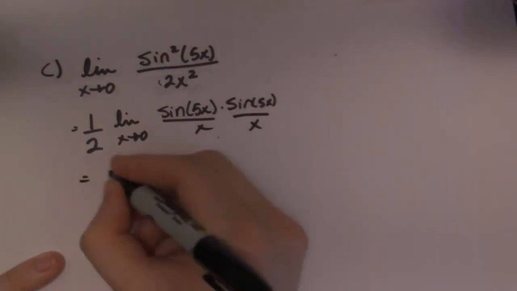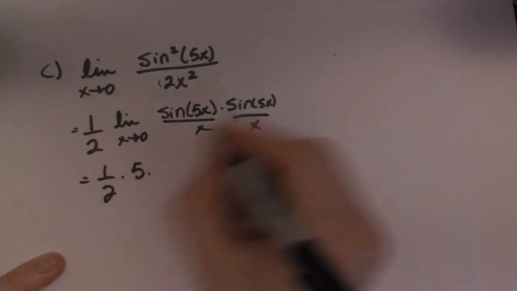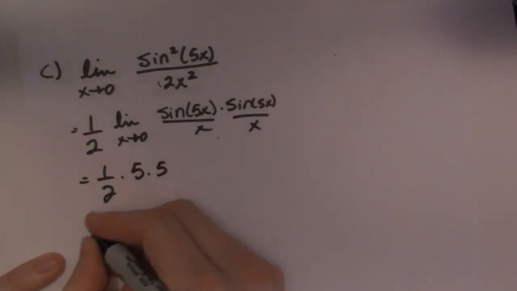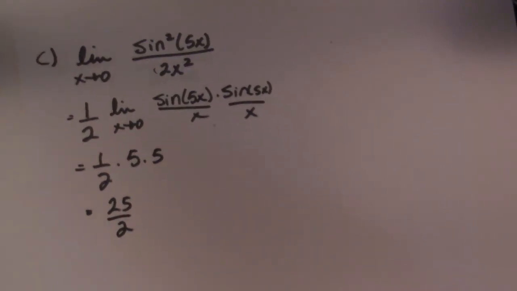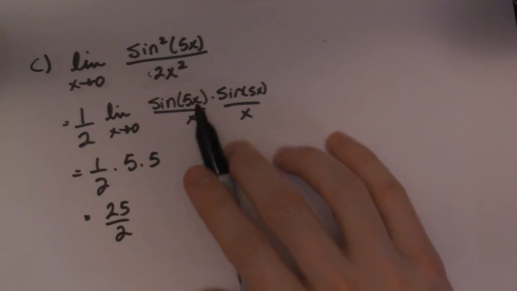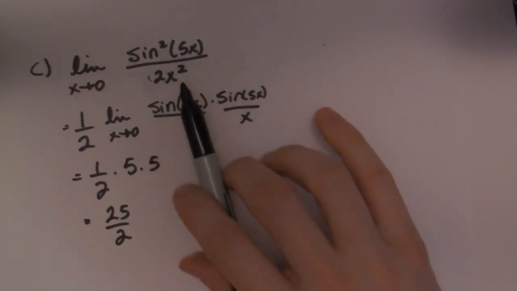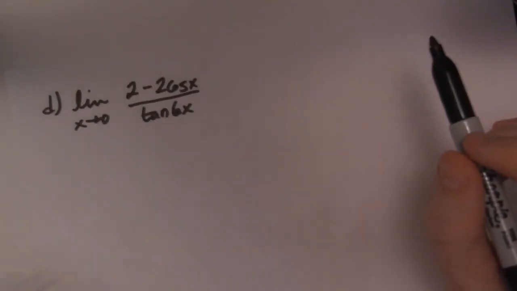I'll save us a bit of time in this one, guys. I'm not going to rewrite it. So sine 5x over x is 5. Sine 5x over x is 5. So that's 25 over 2. Alright, so that's a fairly straightforward example as well, guys, but it's still fairly important to be able to recognize that. It's such an important skill, to know how to break up sine squared x and write it like this.